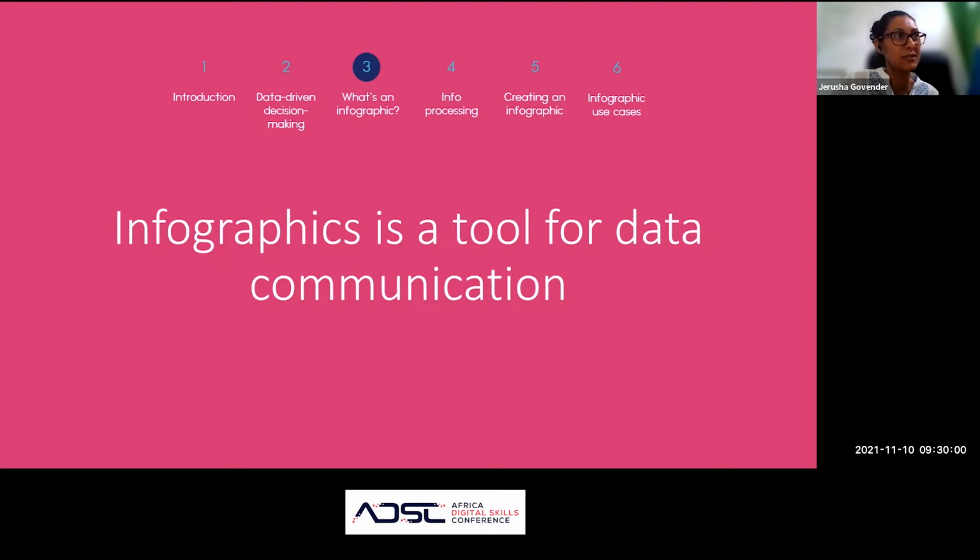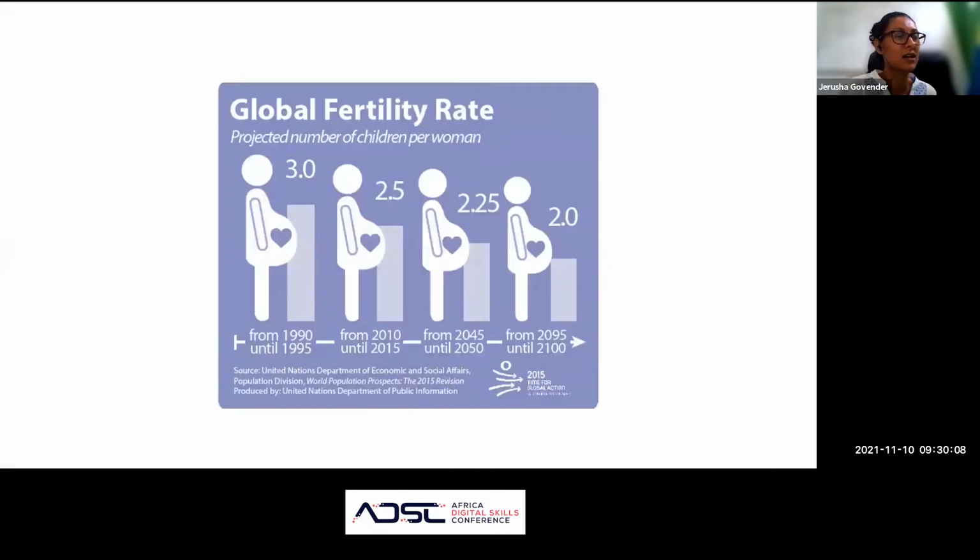And I'm just going to spend some time on what exactly an infographic is, because there are many tools that can change a data-driven culture, and this is just one. So I'm going to pause here for a moment, because when we talk about infographics, I've seen words like data communication, data visualization, data presentation, infographics, infograms. What do you think this image is?